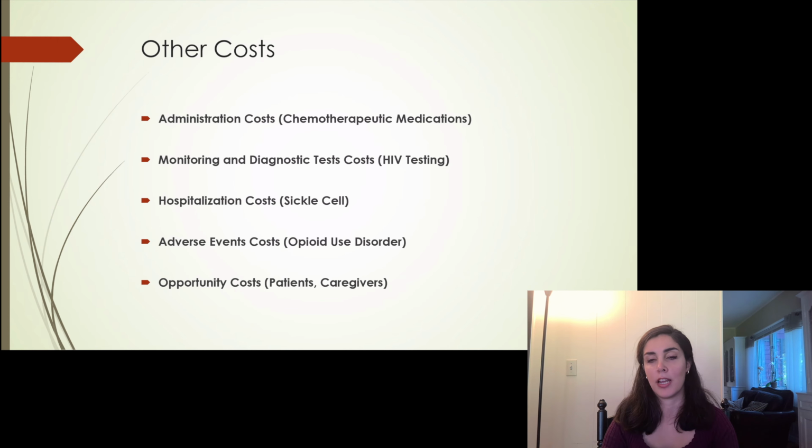An example of an HIV intervention: we want to continuously follow up patients so that we know their HIV status, and we need to consider that cost in our model. But we also need to capture hospitalization costs in chronic illnesses such as sickle cell, where there are episodes of hospitalizations, and it's very important in that area.